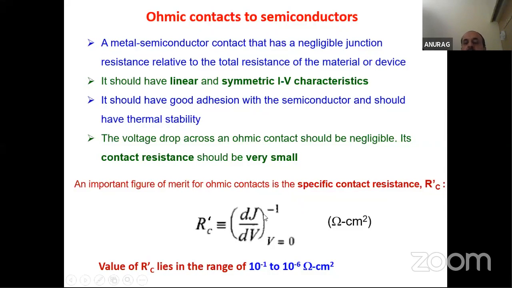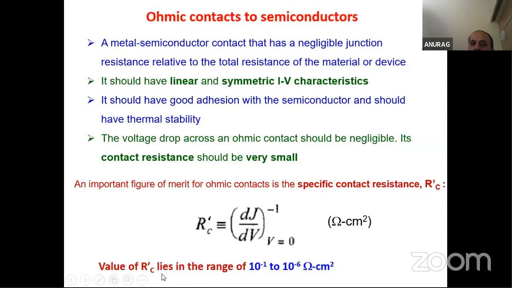What it is actually, it is the reciprocal of del J by del V at V equal to 0. The current density when you do the IV measurements, so J as a function of V, you take the slope, and its reciprocal is actually the contact resistance. Its units are ohm centimeter square. So this is the important figure of merit to quantify a contact resistance. Whether contact resistance is low or high, using this parameter, I can quantify that.